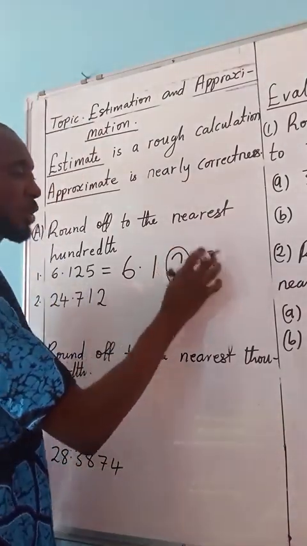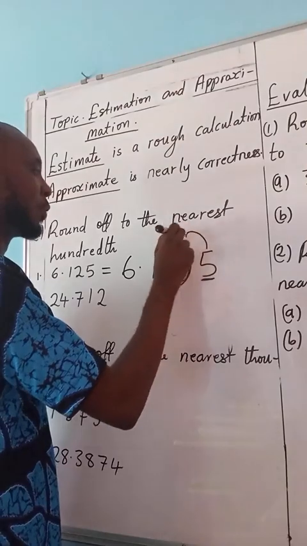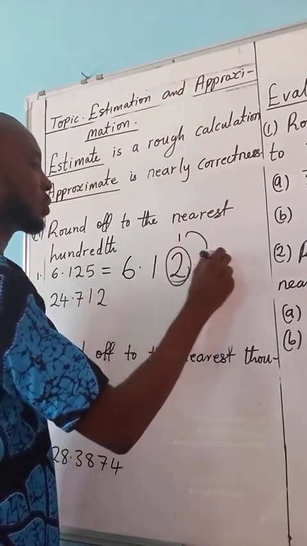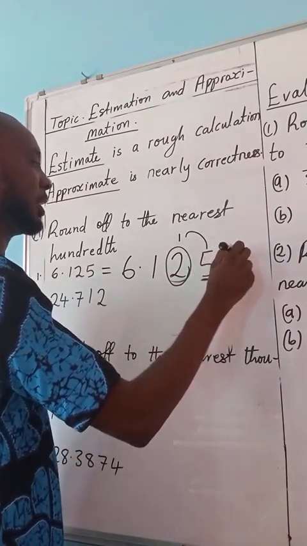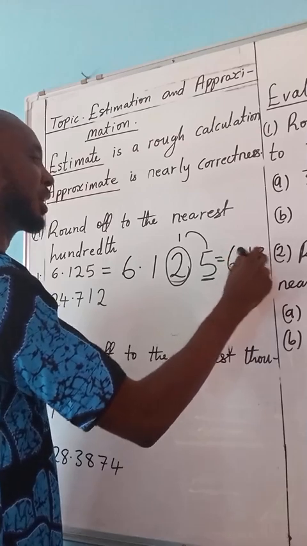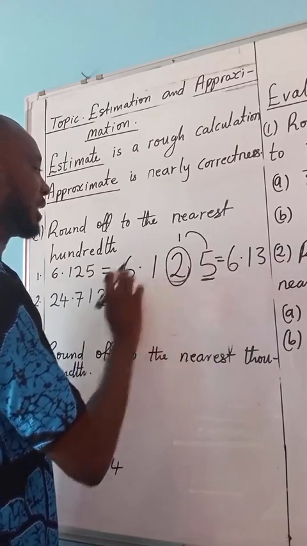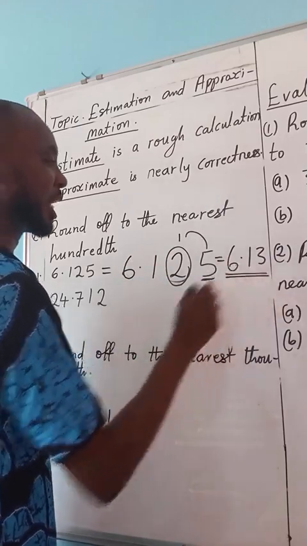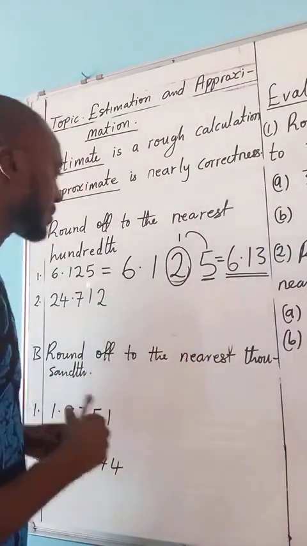We are rounding up because from 5 and above, you round up and add 1. So 6.125 will now become 6.13, because 1 plus 2 will give you 3. You write down 1 and you write 6. This becomes your answer. You've rounded it up to the nearest hundredth.